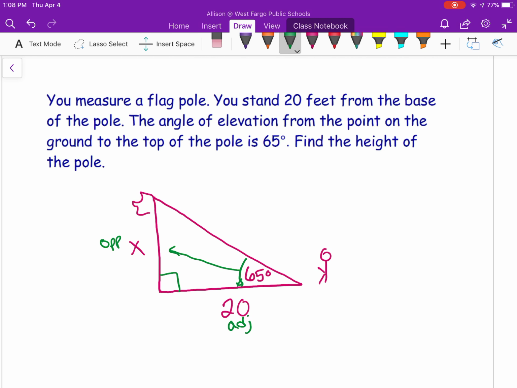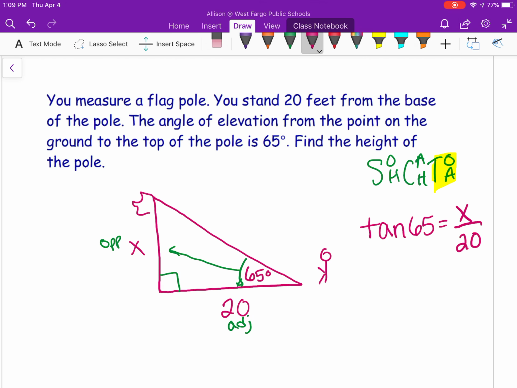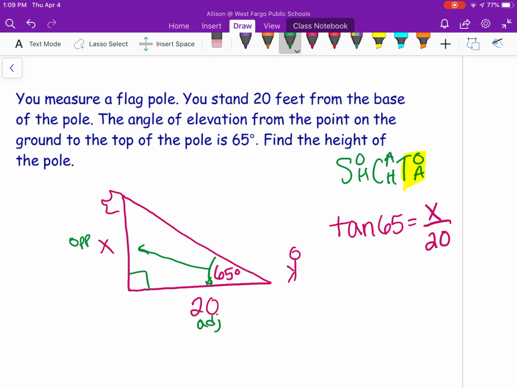So which trig function, if you think about SOHCAHTOA, uses the opposite and the adjacent sides? That would be tangent. So I could set up an equation that says that the tangent of 65 degrees will equal the opposite side, x, over the adjacent side of 20. And now I can solve this equation for x by multiplying both sides by 20, because dividing by 20 and multiplying by 20 are inverse operations. So that will leave me with x equals 20 times the tangent of 65.